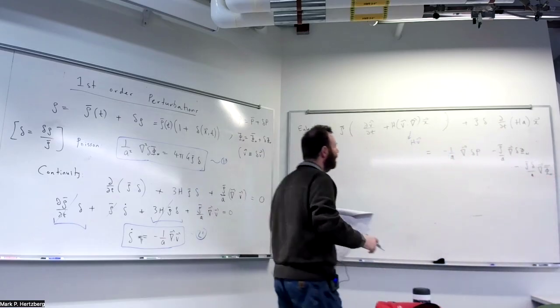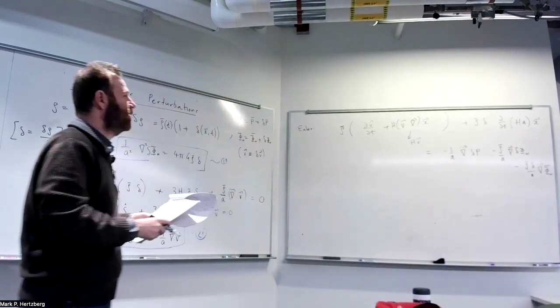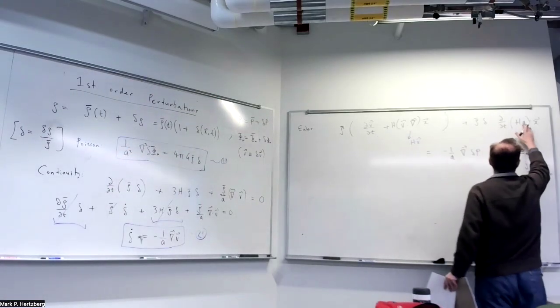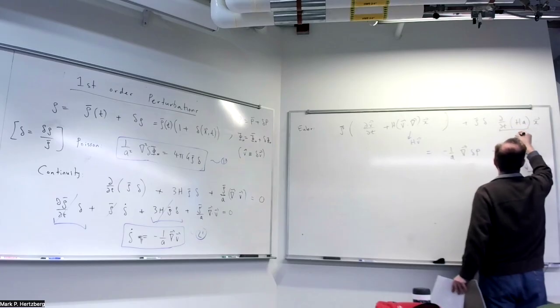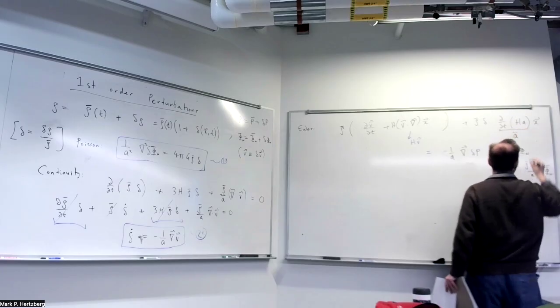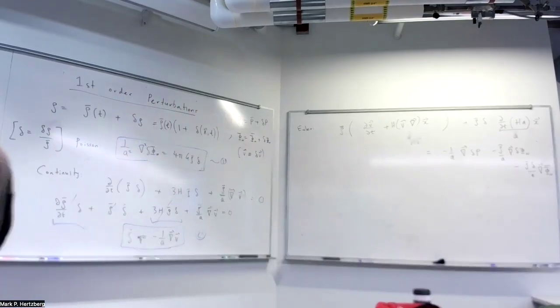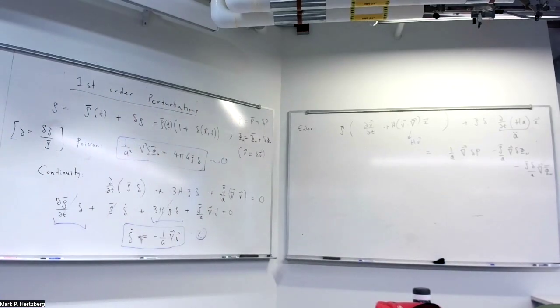Looks like this. So it's a bit of a mess. H, remember, is A dot. So this whole thing is just A double dot. And, well, I took a divergence.